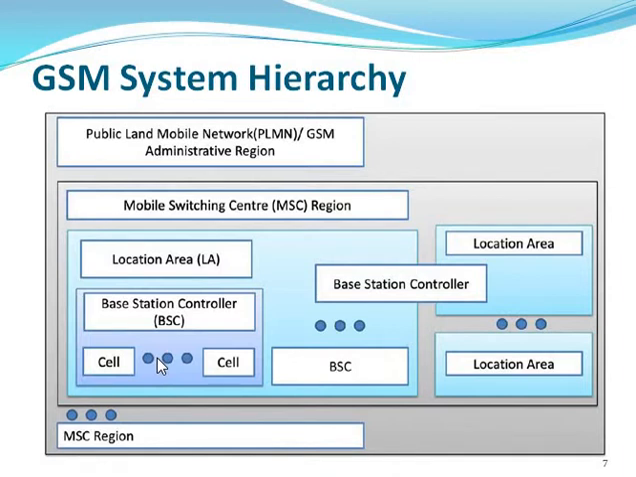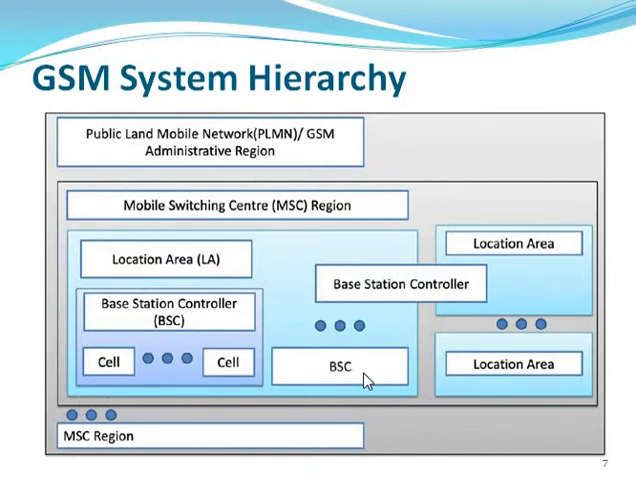We can discuss this also. So this is the GSM system hierarchy. We can see the public land mobile network for the GSM administration region. This is the mobile switching center. This is the location area. In the location area, we can see the base station and controller. There are a number of cells connected, and also a number of users.